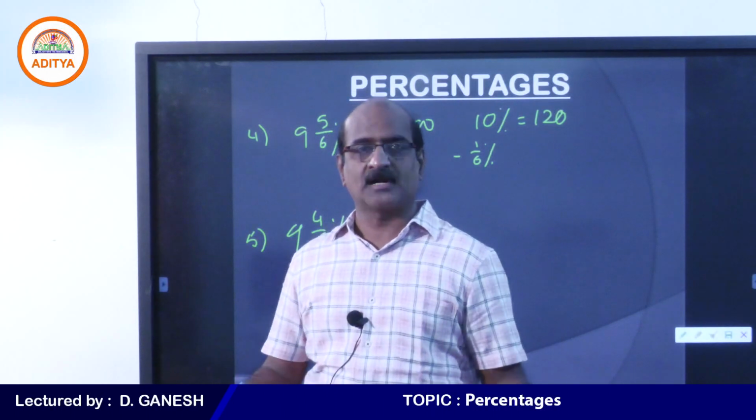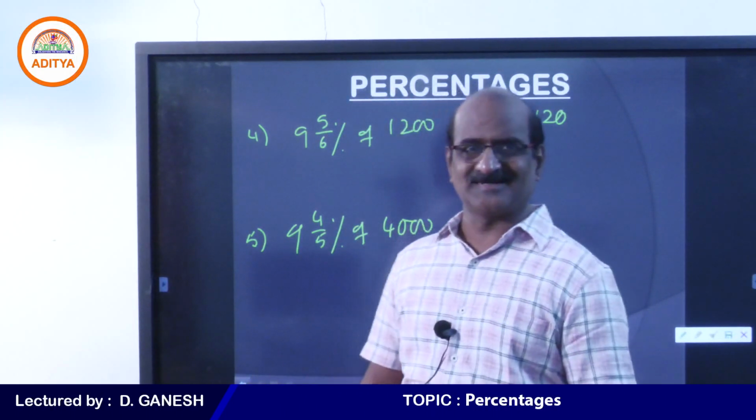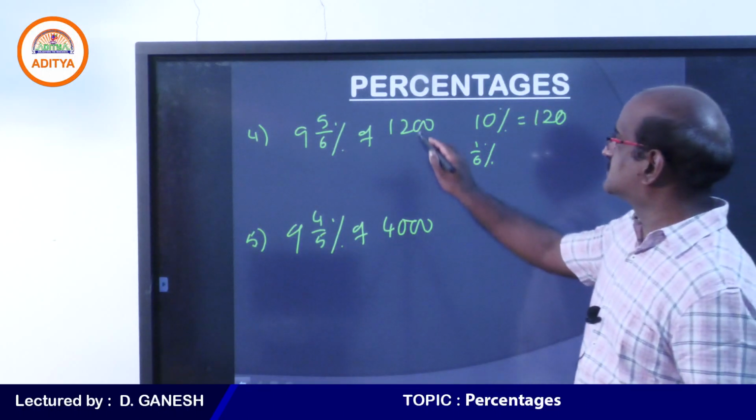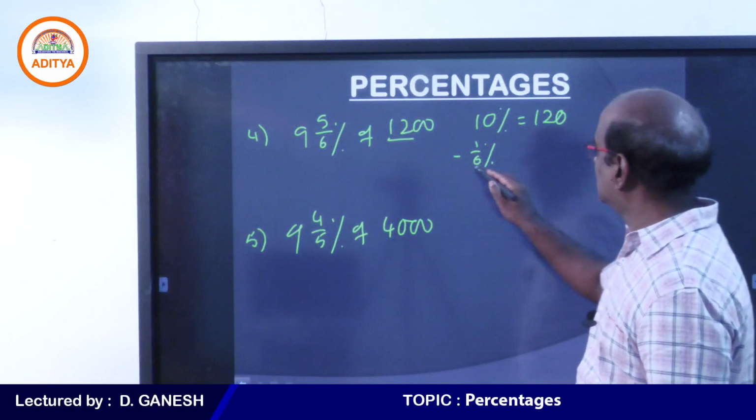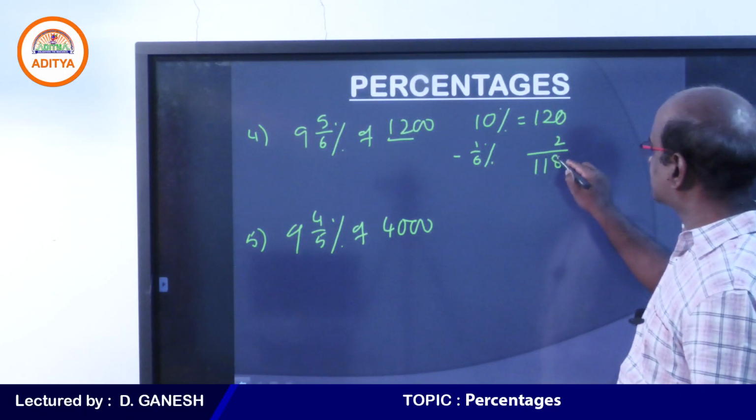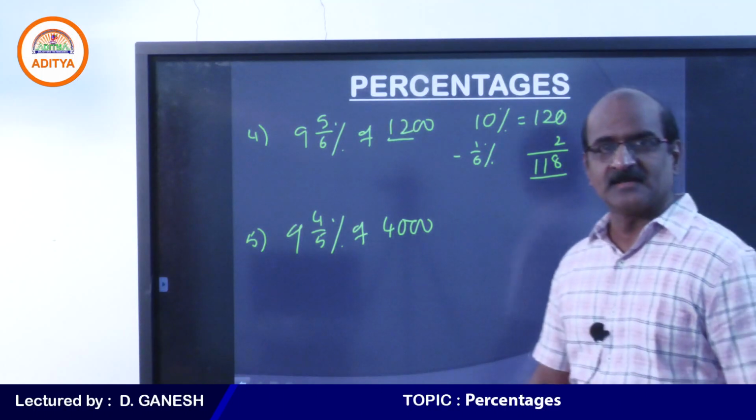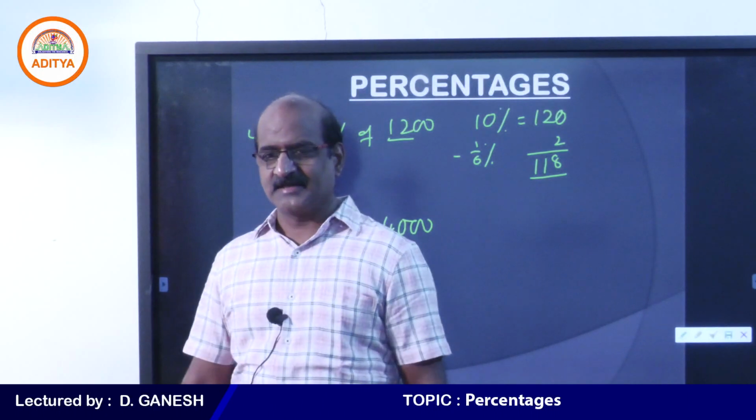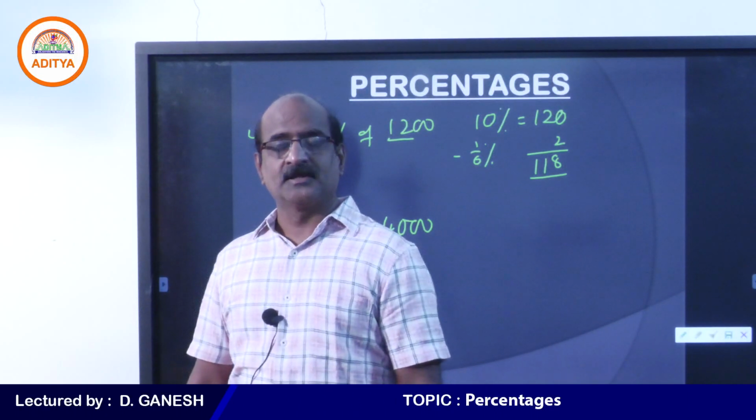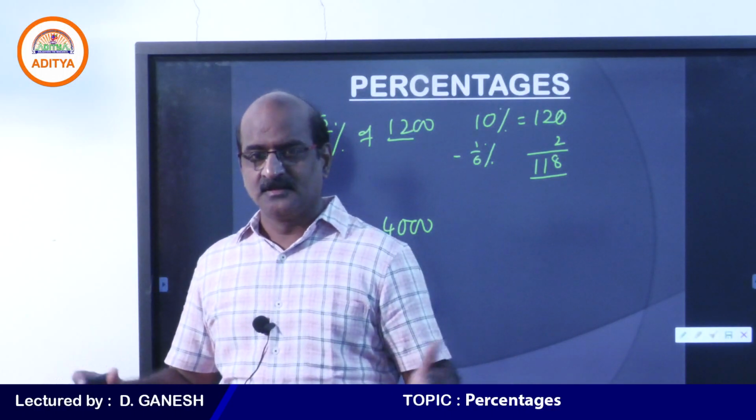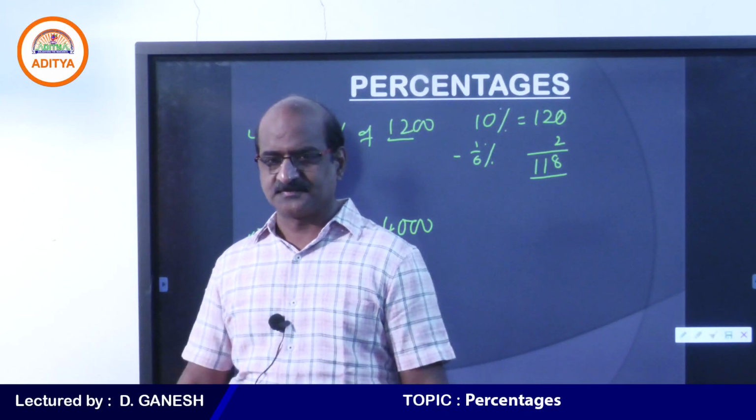From that you subtract 1/6%. You understand why we are subtracting? Because 1% is 12, 1/6% is 2, therefore your answer must be 118. Interesting? I hope so. We may not be able to find 9 5/6% straight away, so this is something we need to get.